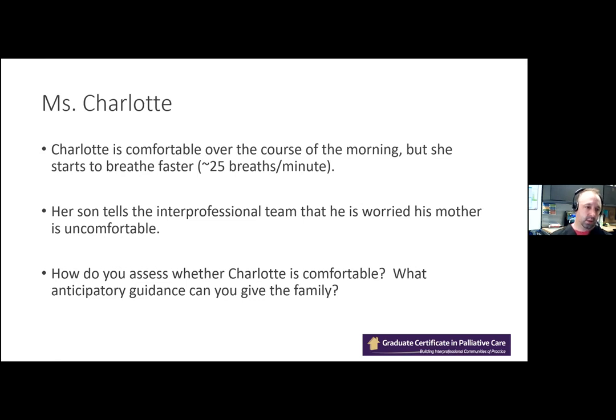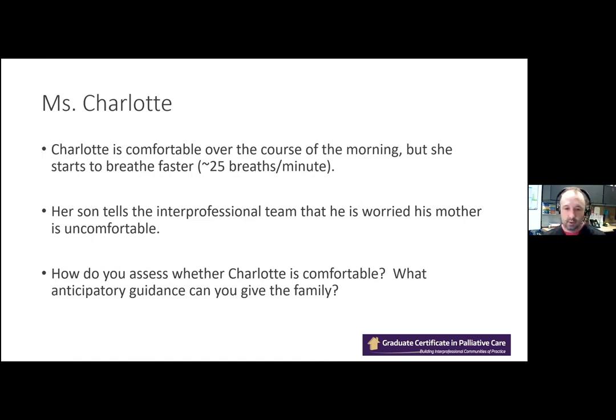So Ms. Charlotte is comfortable over the course of the morning. She starts to breathe faster, about 25 breaths per minute. Her son tells the interprofessional team that he's worried his mother is uncomfortable. How would you assess whether Charlotte is comfortable? And what anticipatory guidance can you give to the family?